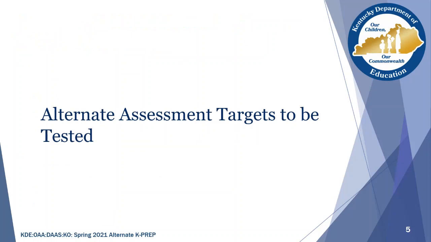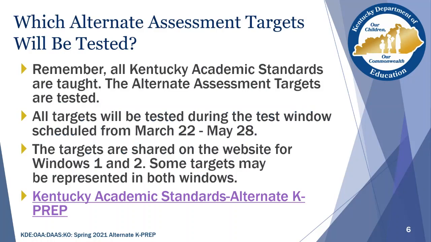The next section we will discuss is the alternate assessment targets. Before I mention the alternate assessment targets, I first want to remind everyone that there are no separate standards for the Kentucky alternate assessment. All students enrolled in a Kentucky public school are taught the Kentucky academic standards in their full capacity. The targets are, however, selected standards that may have been reduced in depth and breadth to develop test items around. So to repeat, all Kentucky academic standards should be taught, but the selected alternate assessment targets are what the test is made up of.